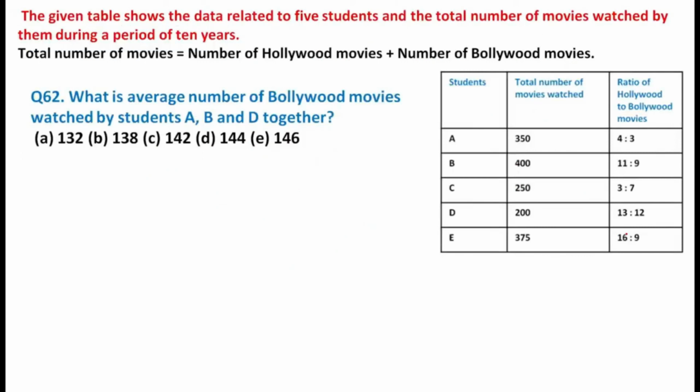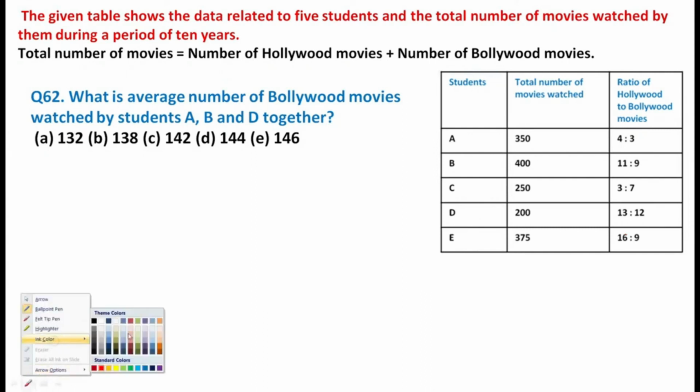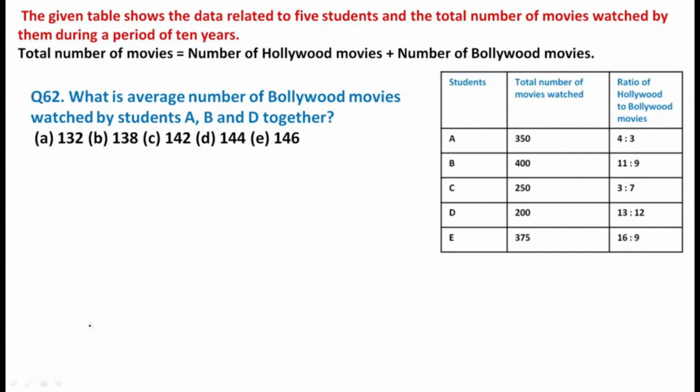Yeah, there is a data interpretation here. Back to the questions. So, you can expect one DI question in the exam, guys. Everyone observe how we take the data, which is most important for solving the questions. Now see, the given table shows the data related to the 5 students and the total number of movies watched by them during the period of 10 years, and the number of Hollywood movies and Bollywood movies. There is clear information.